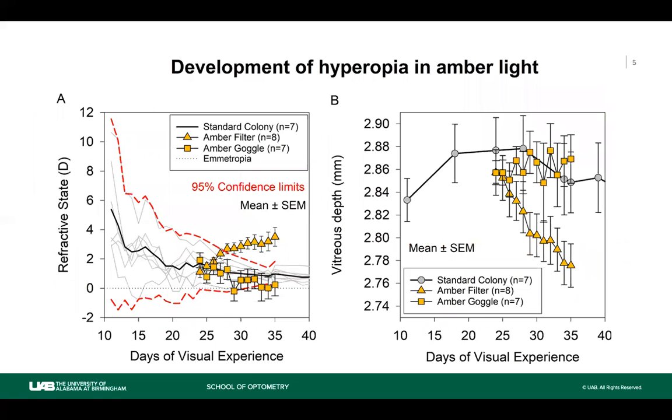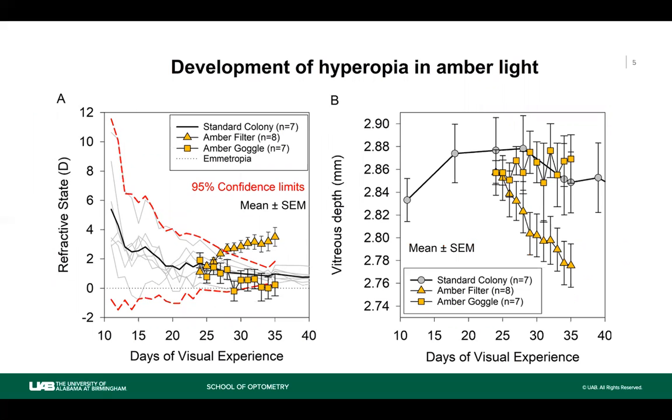The figure on the left shows refractions over time, and the figure on the right shows vitreous chamber depth over time. Yellow triangles represent the filter group, yellow squares represent the goggle group, and the black line represents the standard colony group. During treatment, animals in the filter group became progressively more hyperopic with age. By end of treatment, they developed on average 3.5 diopters hyperopia. The hyperopia was primarily due to changes in vitreous chamber depth.